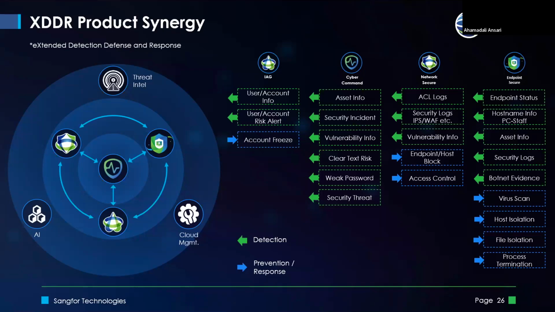We can do the file isolation. You can terminate the processes from the endpoint perspective. From the firewall, you can block the host directly, or you can define to block the access controls, and from the perspective of IAG, you can freeze the account. So in terms of detection and response, there are multiple platforms helping you to achieve this. It does not rely on just a single platform. So that is what we call our extended detection, defense, and response, covering the complete 360 degrees from the customer's perspective.